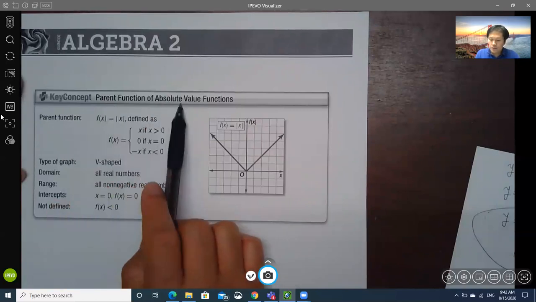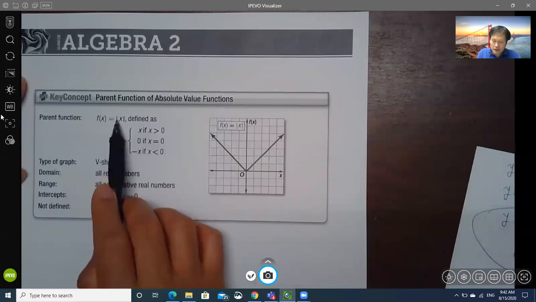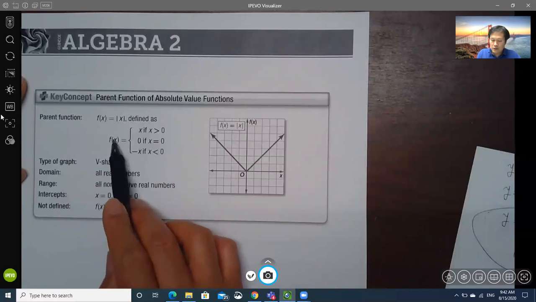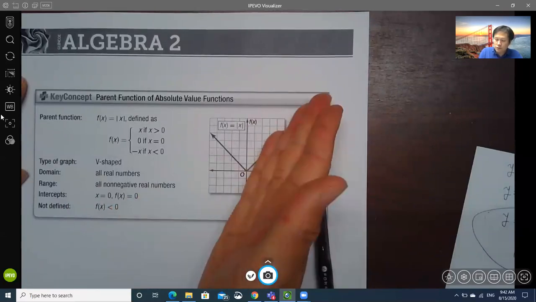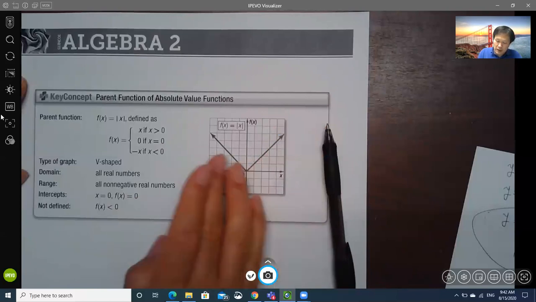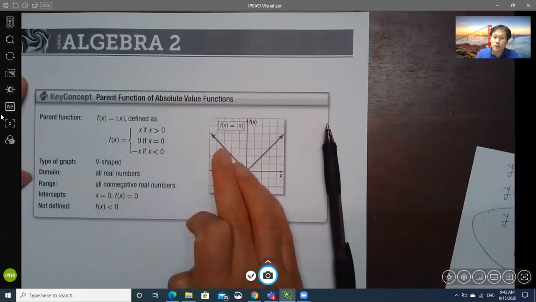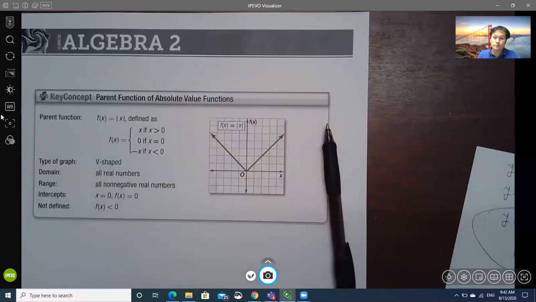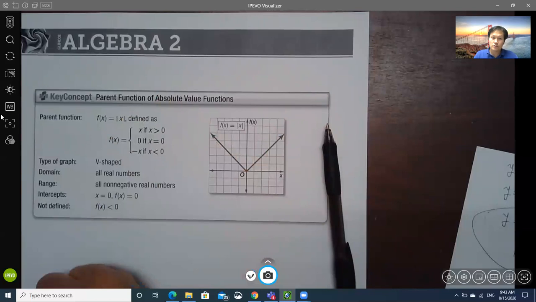Piecewise function of the absolute value function. So absolute value we denote as absolute value of x, and we can say f of x equal to x if x is greater than or equal to 0, just y equal to x. If x is less than 0, y equal to minus x. And if x equal to 0, that's just 0. That is just the definition of absolute value.